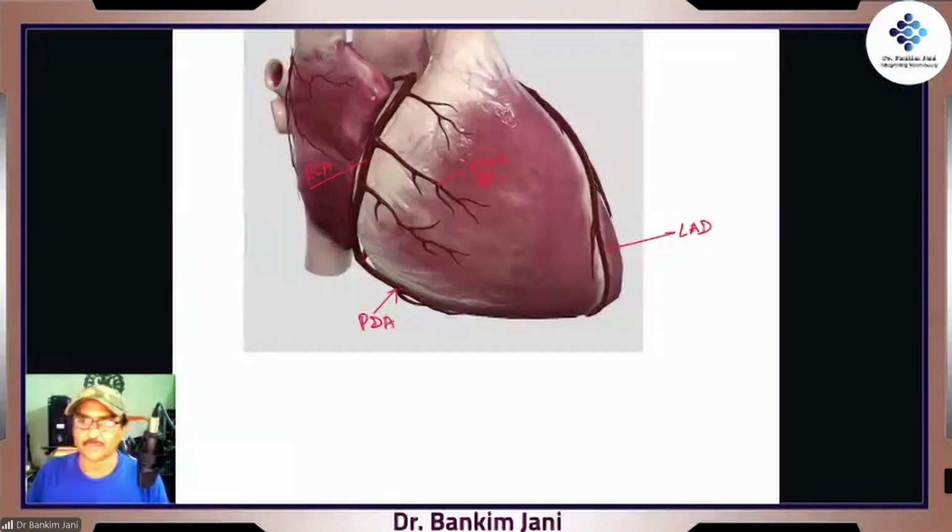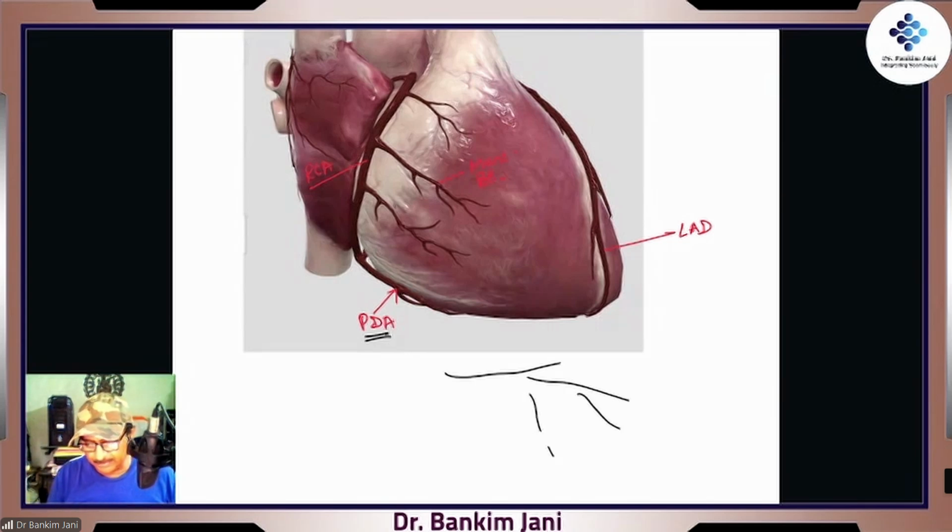If the LAD isn't forming the PDA, then where does it end? Well, it just divides and it ends up giving the muscular branches. The idea is the PDA is what will be supplying the diaphragmatic surface of the heart, right? Who will be supplying the diaphragmatic surface? That is what is coming via the PDA. So in most cases the PDA is from the RCA or from this LAD. But whichever is giving it, finally all these branches will divide and end up giving branches to the muscles. Done.